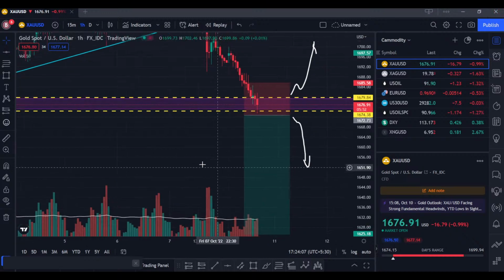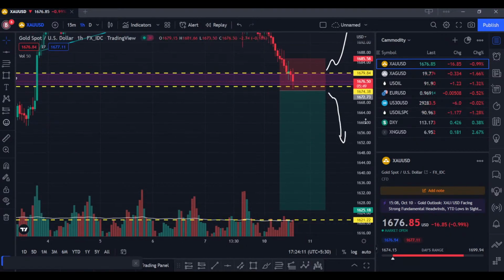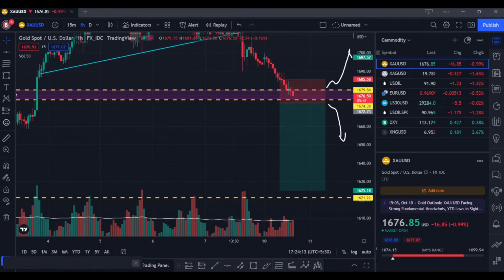Here we are not getting enough volume. In 6.5 hours we will go into a new session. After that session we will take a trade, because in that session we got very heavy volume at that level. We are waiting.